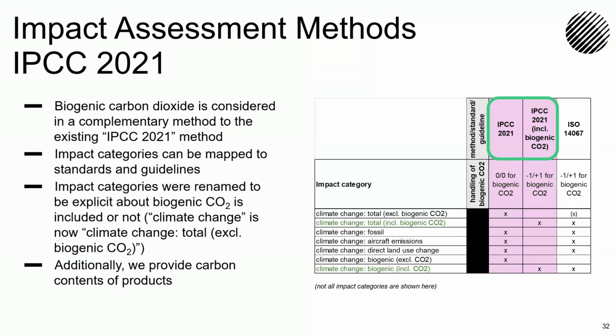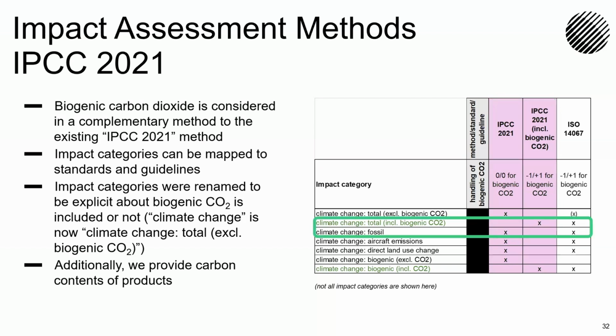So regarding biogenic carbon, previously biogenic carbon was not characterized in ecoinvent. So to introduce this, we have now biogenic carbon considered with a -1 and +1 characterization in a new method that is complementary to IPCC 2021. We have called it IPCC 2021, including biogenic CO2.